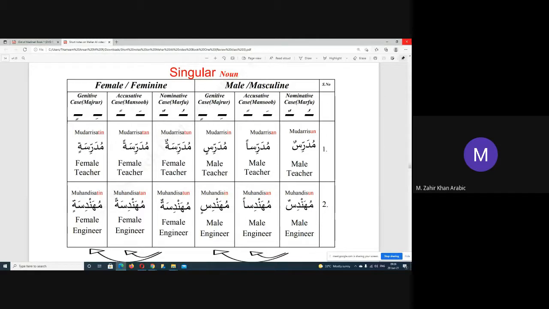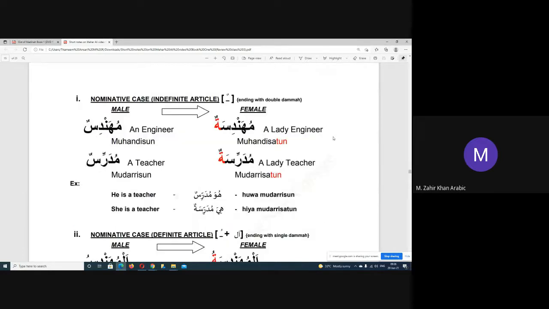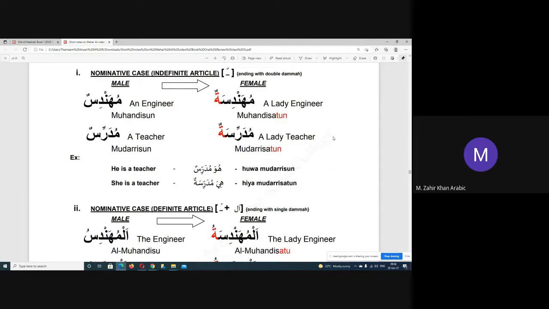Is it clear? I have given the second example as muhandisun, muhandisan, and muhandisin. For making the feminine gender, lady engineer, we can say muhandisatun, muhandisatan, and muhandisatin. So for nominative case, indefinite, we are using this. We have seen now. The next one.